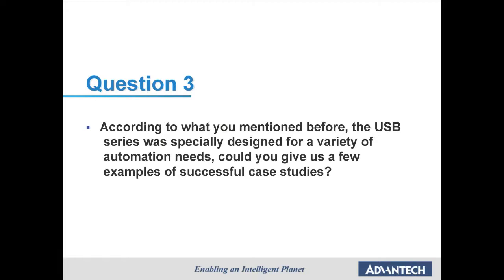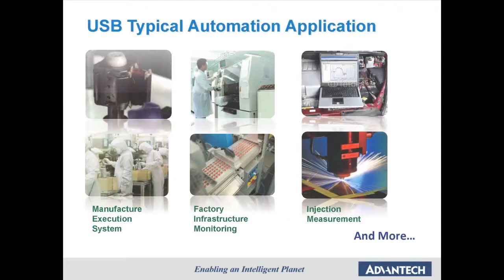According to what you mentioned before, the USB series was specially designed for a variety of automation needs. Could you give us a few examples of successful case studies? A customer in Taiwan used the USB 4716 analog input to perform motor functionality tests, including power, current, and RPM value, to evaluate if motor parameters follow their design regulation.